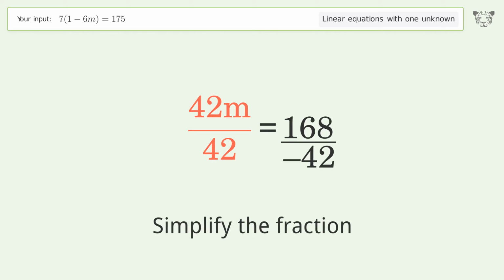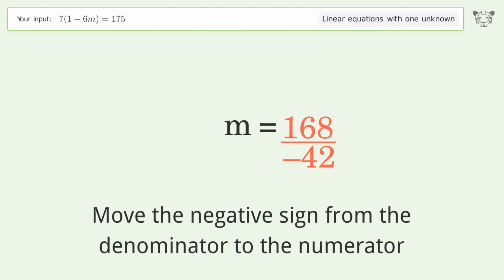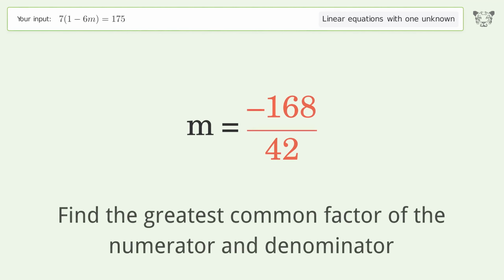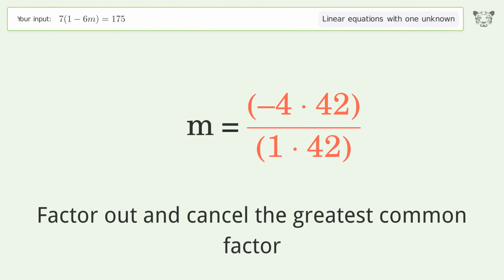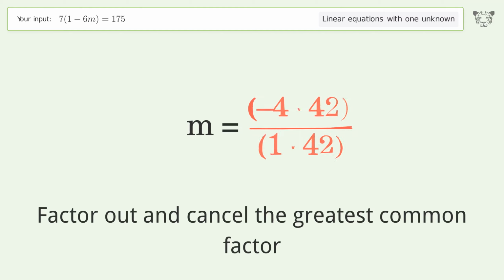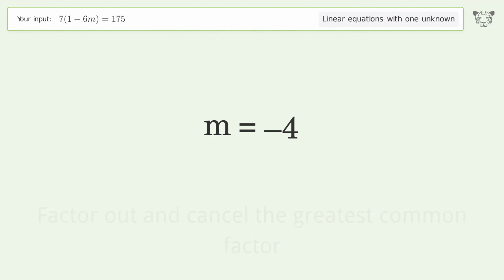Simplify the fraction. Move the negative sign from the denominator to the numerator. Find the greatest common factor of the numerator and denominator. Factor out and cancel the greatest common factor. And so the final result is m equals -4.